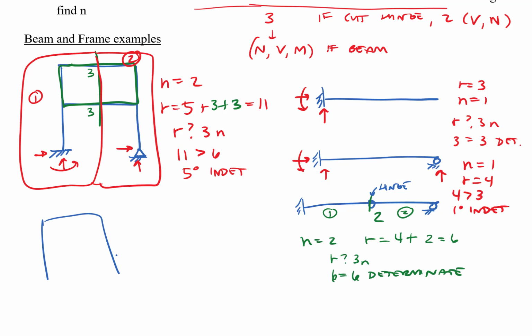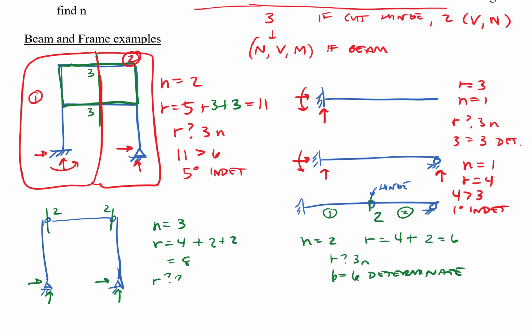I have a frame that looks like this. If I put pins at the base, and hinges in the corners, now I have to cut at the hinges. I have reactions at the base. I now have 3 pieces, 4 reactions, 4 internal forces. I have 8 is less than 9. This is an unstable structure. And if you push on it, you'll see it just kind of flop over. These can all rigidly move relative to one another.